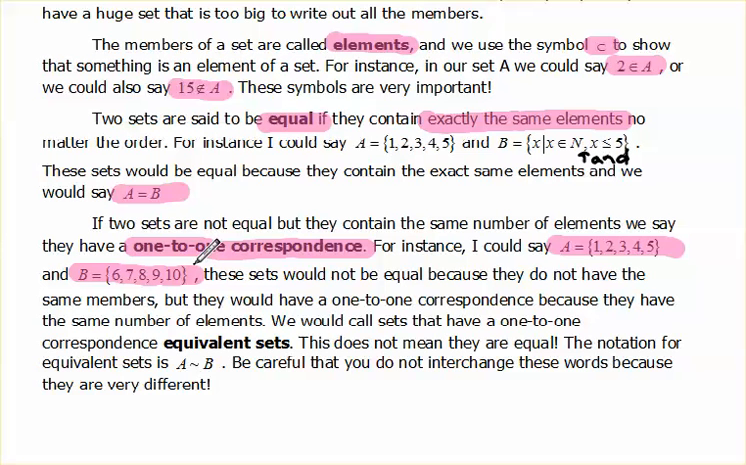Now we call sets that have a one-to-one correspondence equivalent sets. So equivalent and equal are two different things. Be very careful about how you use the wording, because if you mean that the sets are equal, then you're saying that they are the exact same thing. If you're saying that they're equivalent, then that means that they have the same number of items but not the same items. Our notation for equivalent sets is A, then a little tilde, and then B. So be very, very careful that you don't interchange those words.